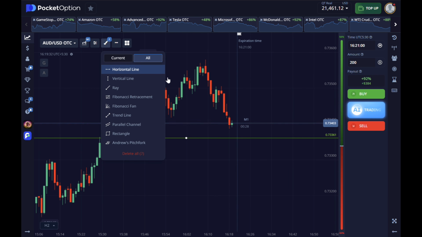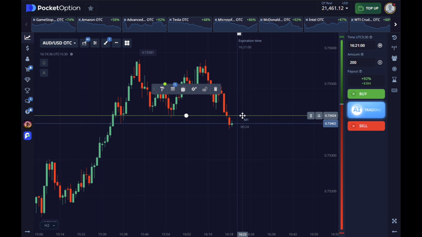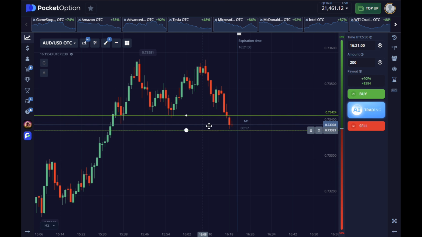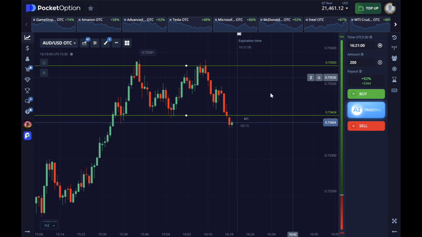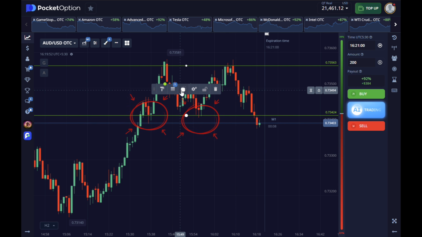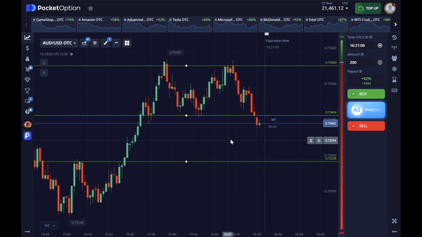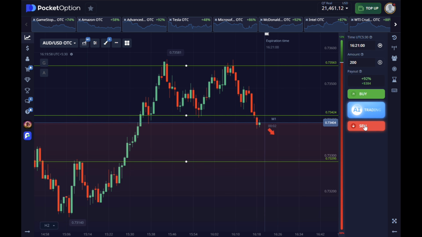So here I have taken a horizontal line. I have placed the horizontal line here where previously the market has been bullish from this level. Okay, so there has been a breakout here, so the market movement can remain downward. We call this a breakout, because when the market has been bullish from two places, it should be bullish from the third place as well. But here the market has broken that support level, so the market movement can become more bearish.